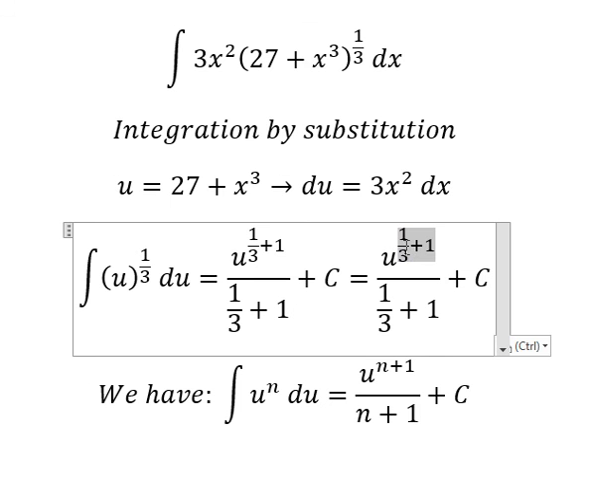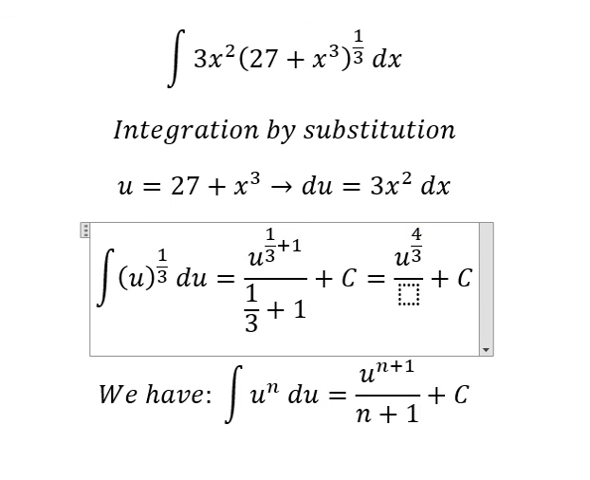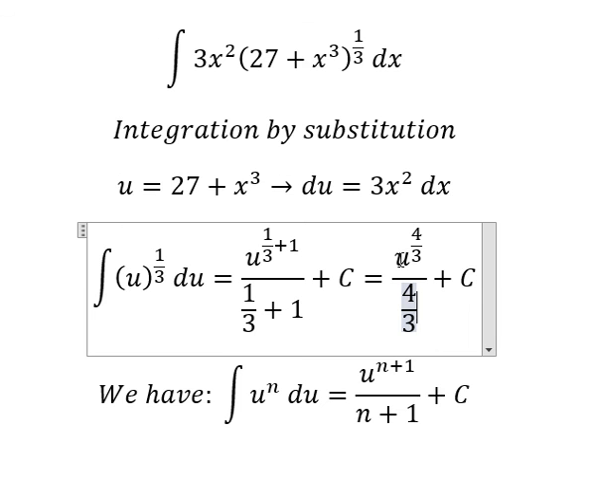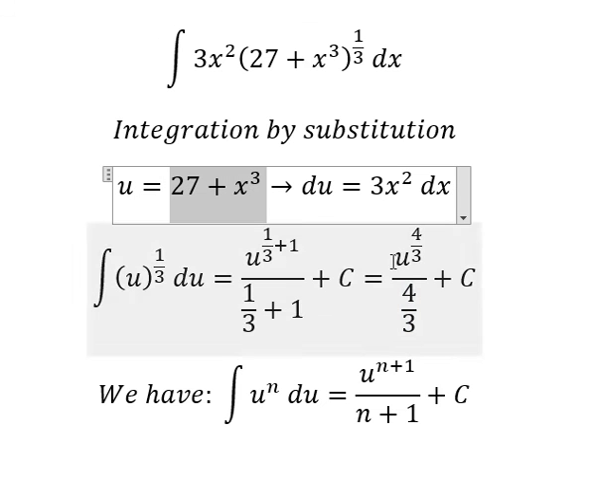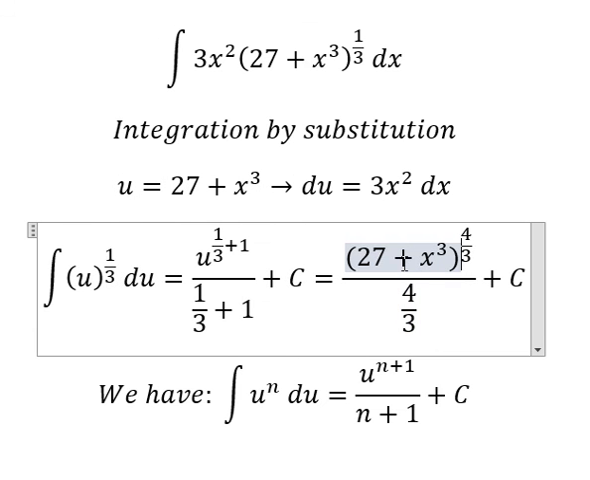So this one you get 4 over 3. This one we got 4 over 3. About u, that is this one. So we have the final answer.